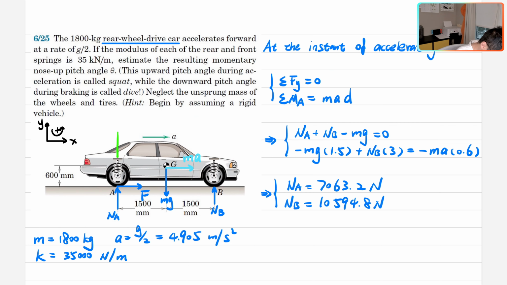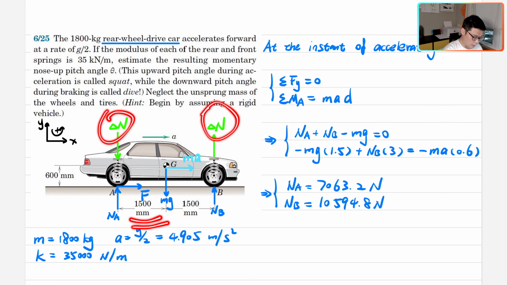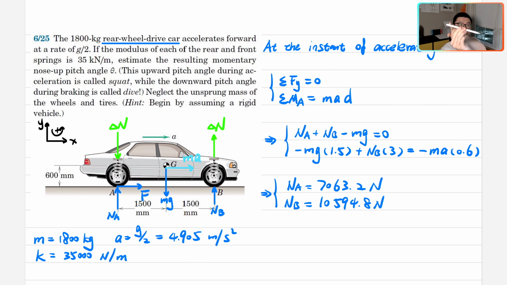So think about the force the springs are having. This spring is being compressed by a delta N, and this one is being stretched by delta N. And this delta N is the difference between when the car is at rest versus when the car has a nose up. And they are the same because this is a perfectly symmetrical situation. Your mass center is in the middle, right? So whatever you compress at the back will be the same amount you stretch at the front.